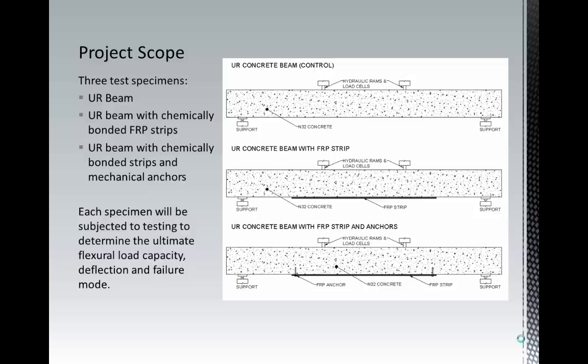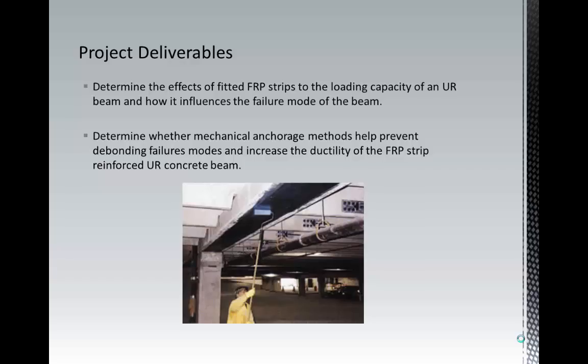As previously stated in the FRP issues, concrete cover separation and interfacial debonding is a common failure mode of FRP reinforced beams. This is why the third test beam incorporates mechanical anchors between the FRP strip and the concrete beam to try and reduce the FRP specific failure modes.